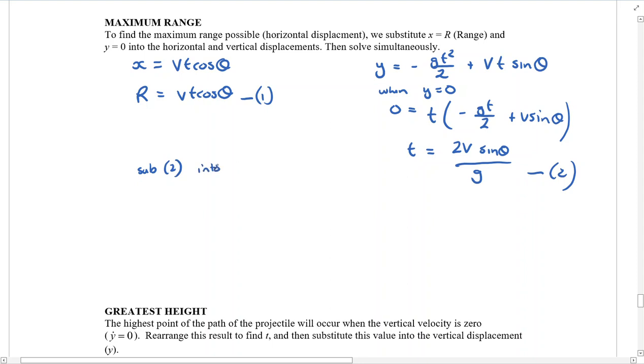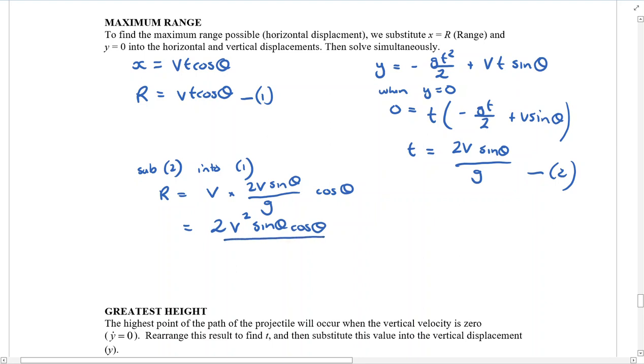2 into 1. That will be range equals v, the t is 2v sine theta over g, and then that's times by a cos theta. Okay, let's put the top all together. We have a 2, we have v times v, so we have v squared, and then we have a sine theta cos theta all over g.